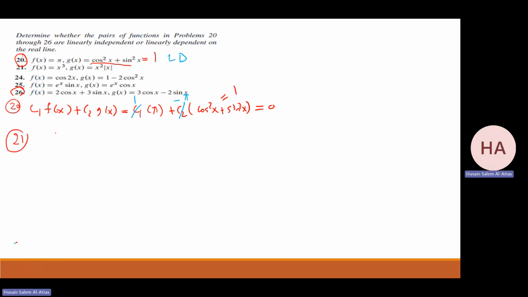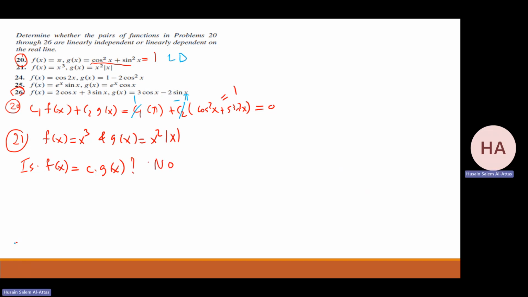Problem 21: f of x equals x cubed and g of x equals x squared times the absolute value of x. How to check if you have two functions are linearly dependent or independent? Can I write one as a linear combination of the other? Is there a constant C such that f of x is a multiple of g of x, or otherwise? No.